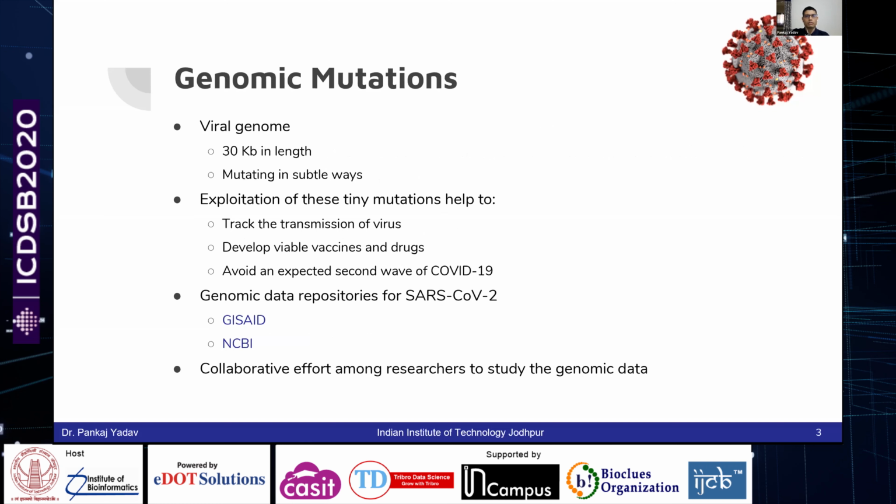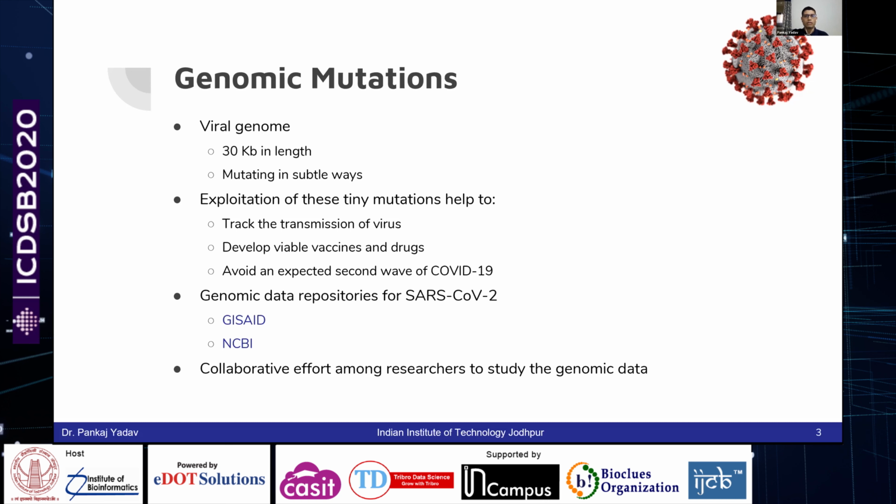Talking about genomic mutations in this virus, the viral genome of SARS coronavirus is about 30 kilobases in length. It's mutating in subtle ways, and exploitation of these tiny mutations can help researchers track the transition of the virus and how transmission is occurring, develop viable vaccines and drugs, and avoid an expected second wave of the virus, which could also be possible with this kind of analysis.